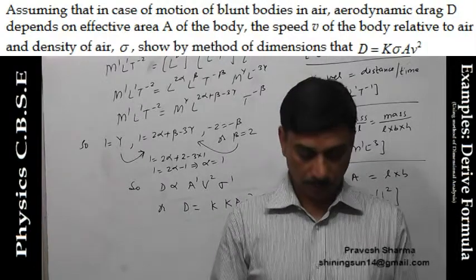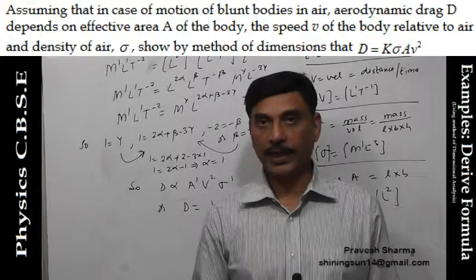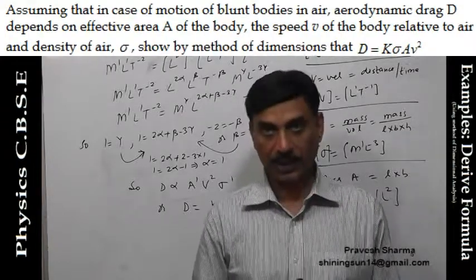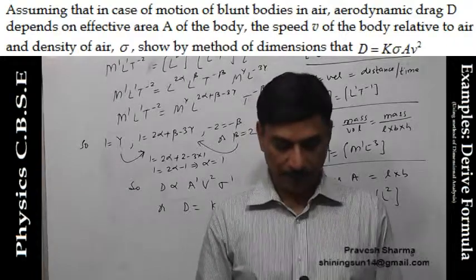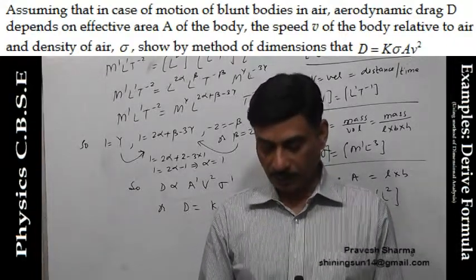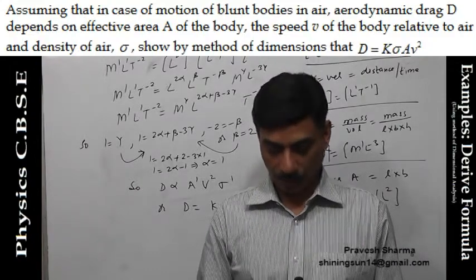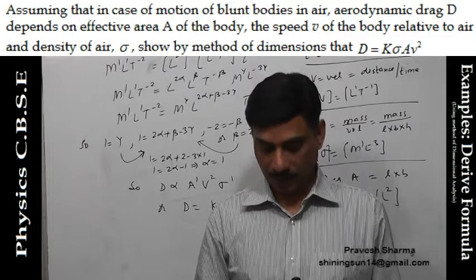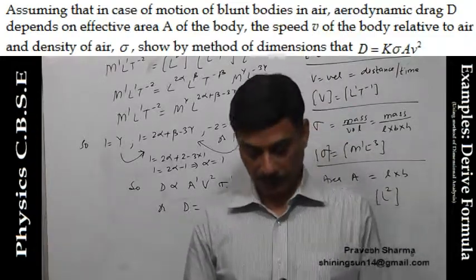In this question, assume that in the case of motion of blunt bodies in air, aerodynamic drag D is a force only. Drag D depends upon the effective area A of the body, the speed V of the body relative to air, and the density of the air rho. Show by the method of dimensions that D is equal to K rho A V squared.